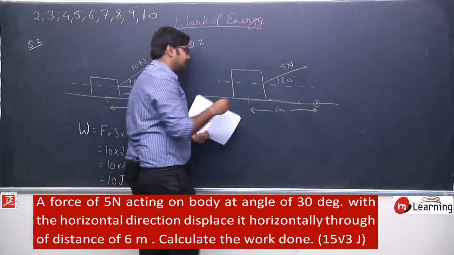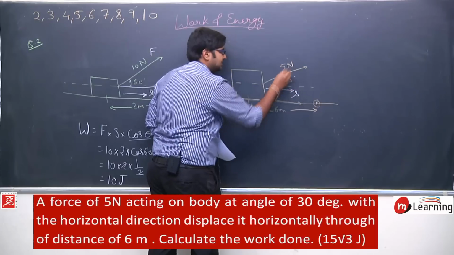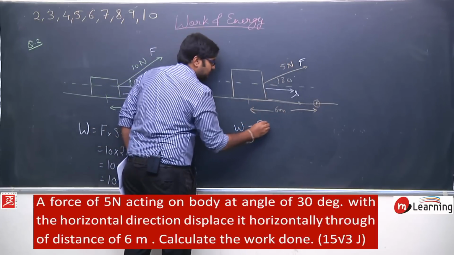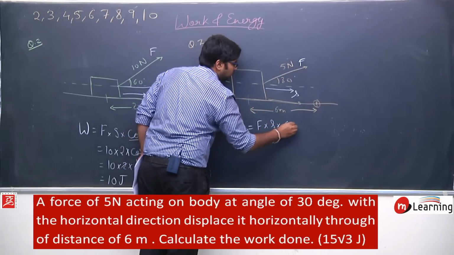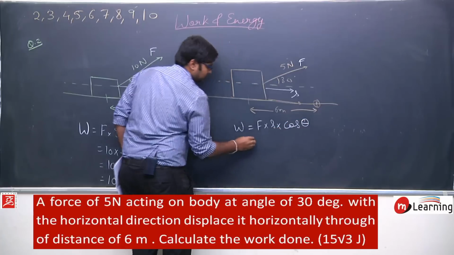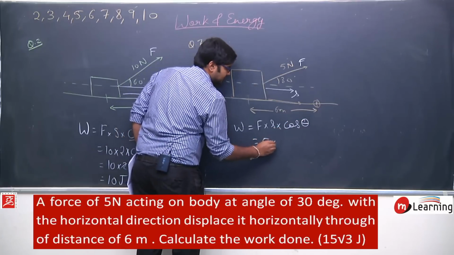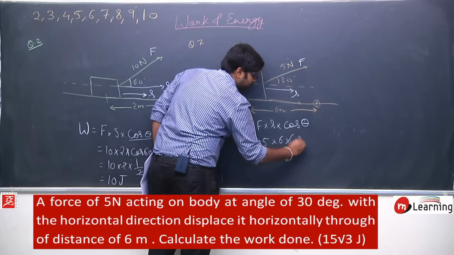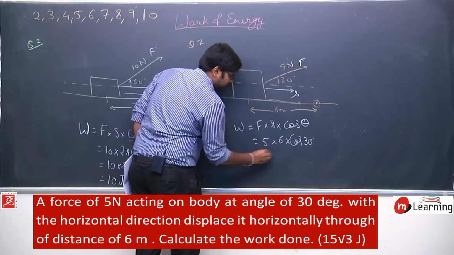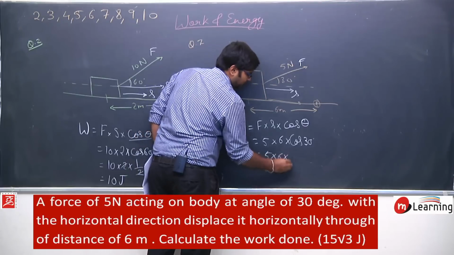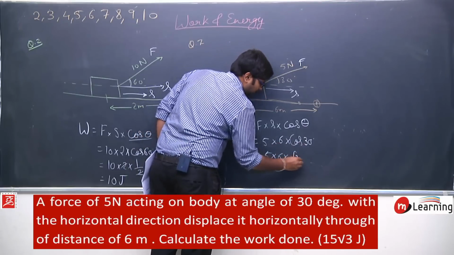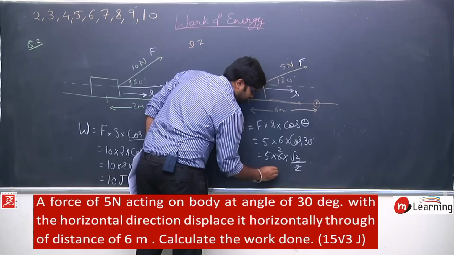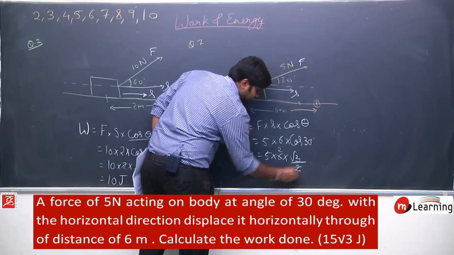Now we can see the displacement is in this direction S, and this is the application of force. So again I can write that work done is equal to force into displacement into cos theta. Now F is 5 Newtons, S is 6 meters, and cos theta is cos of 30 degrees. What is cos 30 degrees? It is root 3 upon 2. So 5 into 6 into root 3 upon 2, and when you solve this, it will give you 15 root 3 joules.